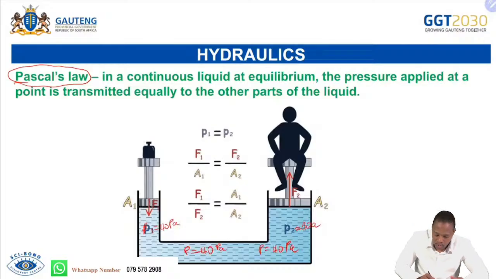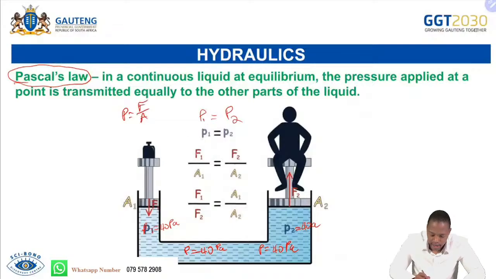So the pressure that was here will be transmitted, will be the pressure that is also here. Meaning that P at 1 is equal to P at 2. But we already know that P is given by the formula F over A. So that means for P1, that is F over A, or F1 over A1 equals F2 over A2.